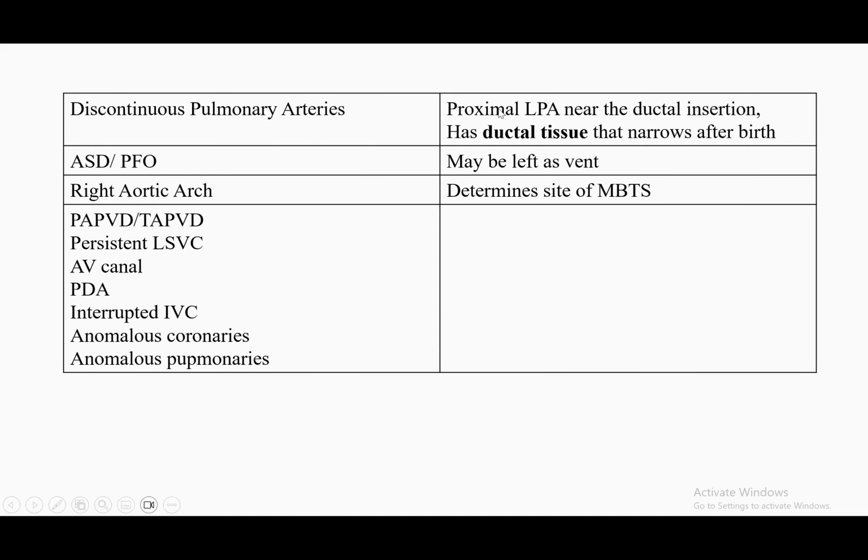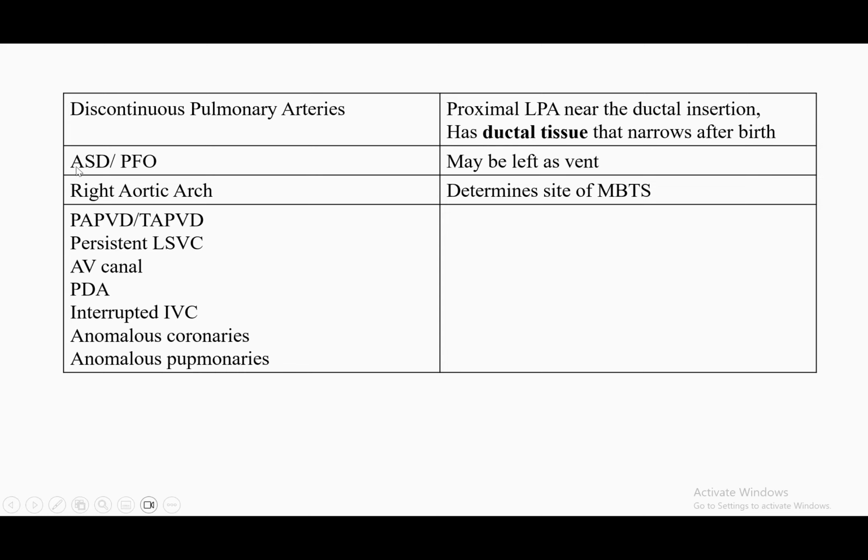Discontinuous pulmonary arteries: the proximal left pulmonary artery near the ductal insertion has ductal tissue that narrows after birth. Ductal tissue is affected by oxygen after delivery. So any part of the vessels that has migrated ductal tissue, like the proximal LPA, or in cases of coarctation of the aorta, where sometimes the ductal tissue migrates to the proximal descending aorta, narrows after birth and tries to close, and a coarctation results.